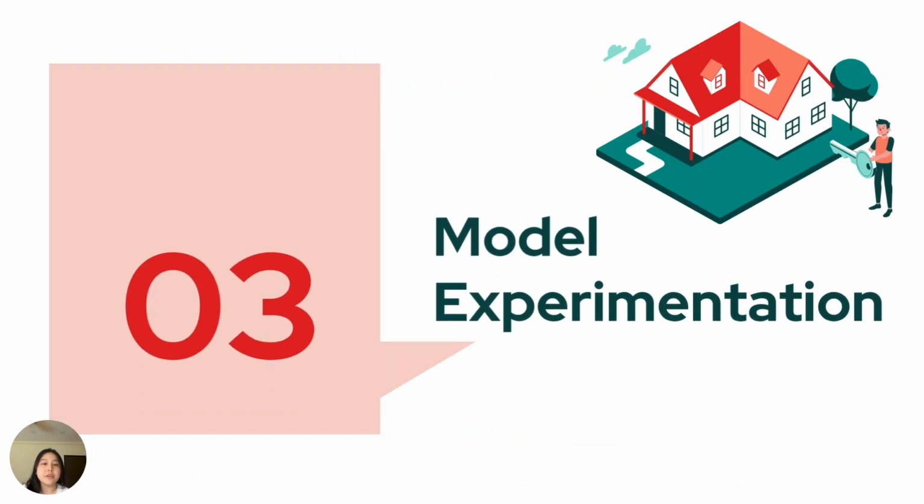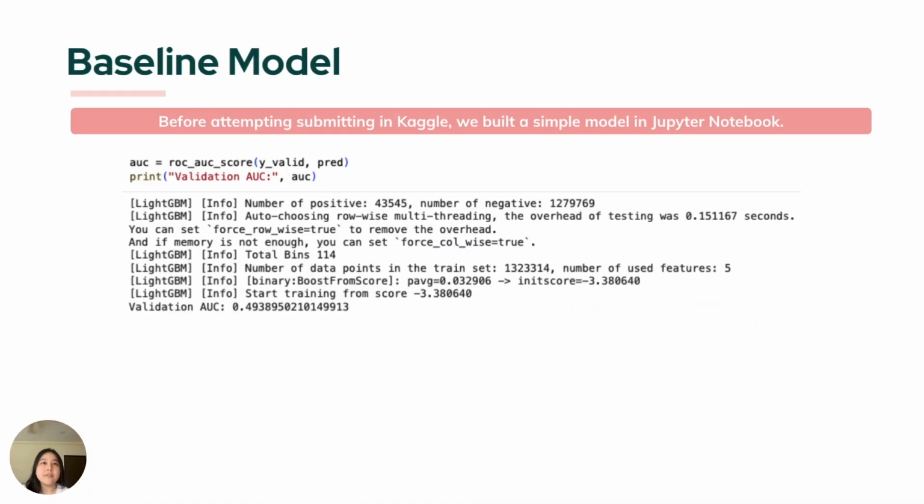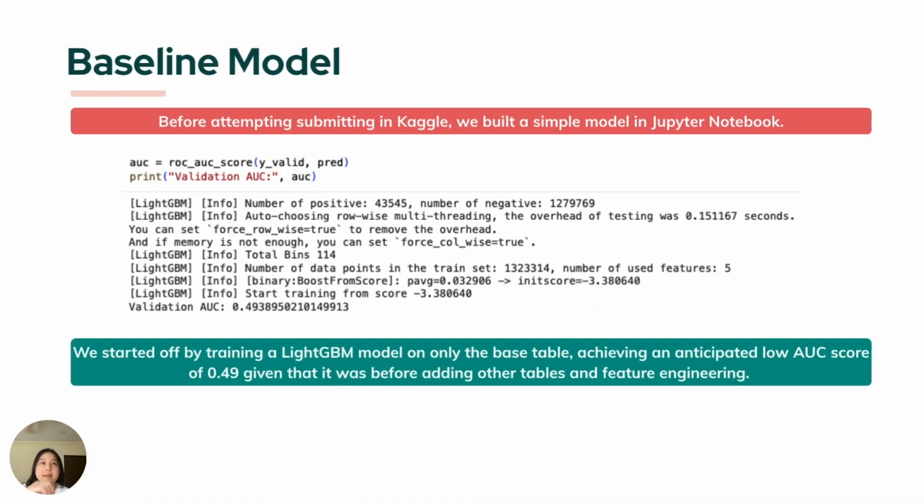Next, we move on to model experimentation. Before submitting on Kaggle, we built a baseline model using only the base table, and we obtained an AUC score of around 0.49. This low score is expected because the model did not yet include additional tables or any of the engineered features.